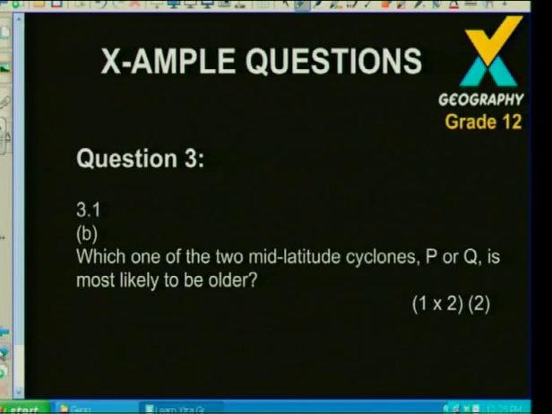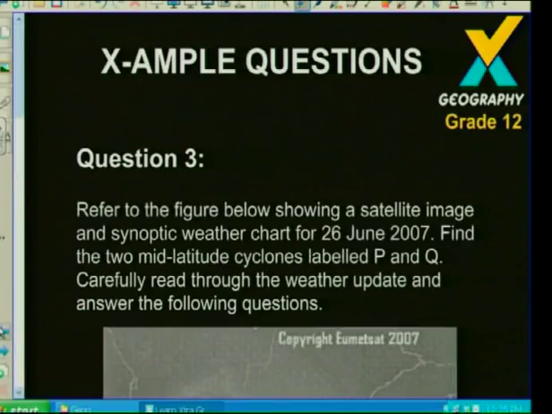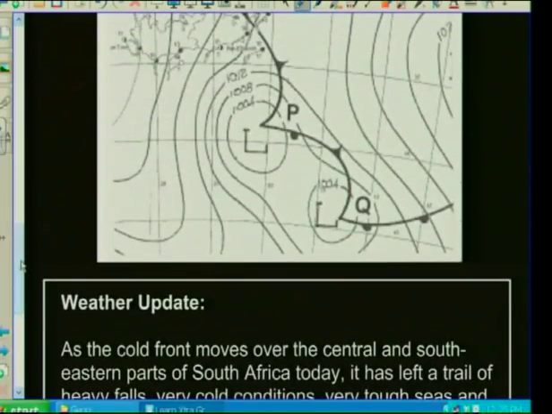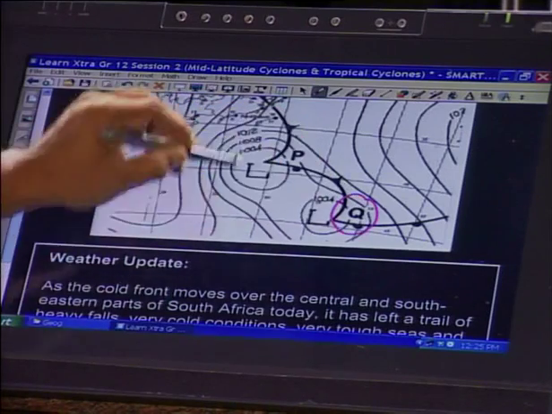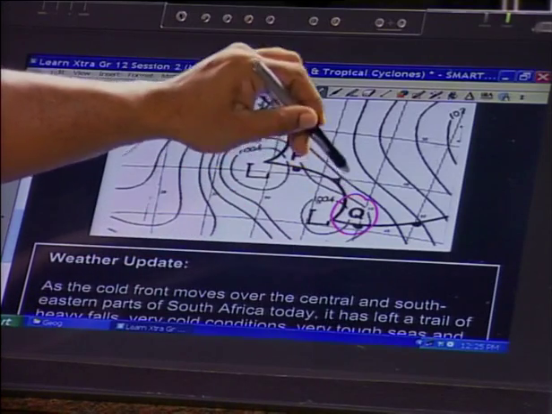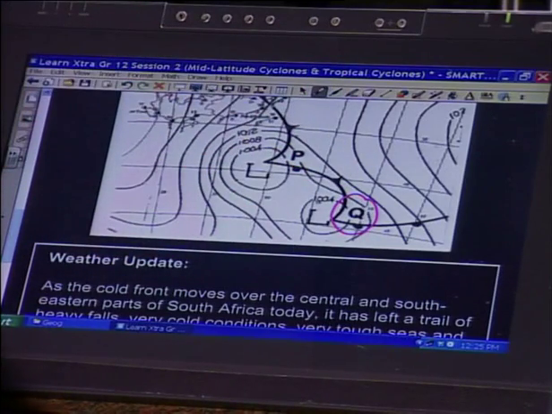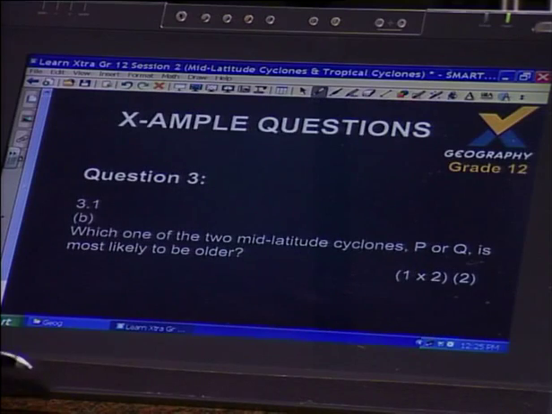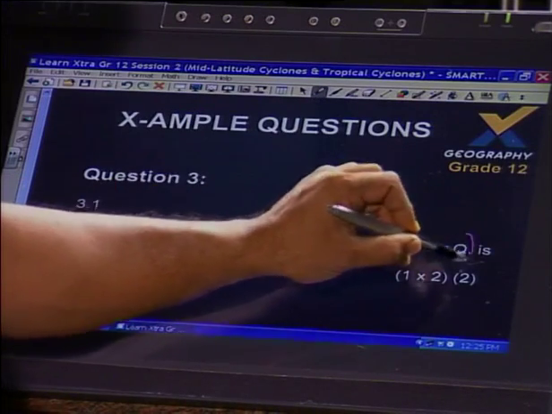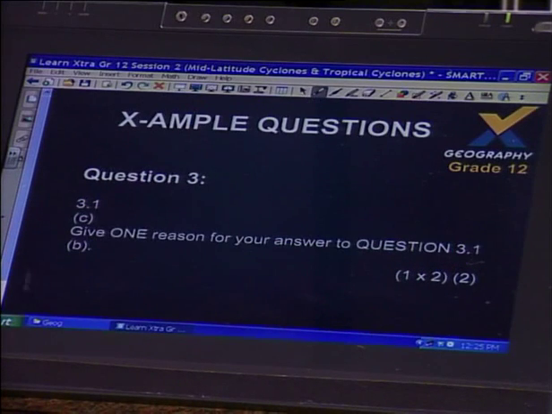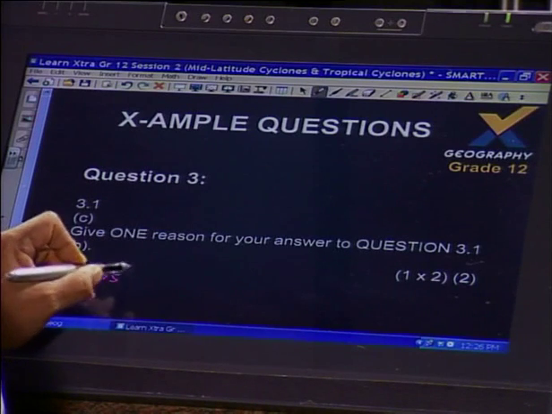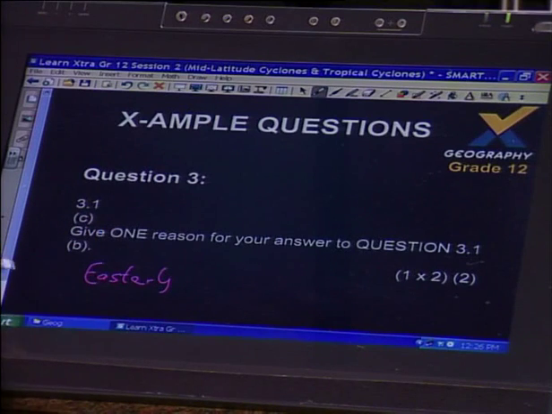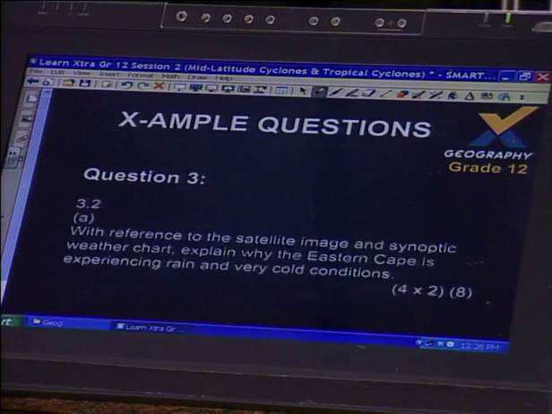Okay? Next one. Which one of the mid-latitude cyclones is most likely to be older? Okay? And we look at our system again. In this sort of question, which one is more easterly? Is it P or Q? Obviously, Q is more easterly here, if you look at it. So therefore, that is the first one. This is happening later. Okay? So most likely to be older, definitely Q. Okay? Give one reason for your answer: because it's more in an easterly direction than the P itself. All right?